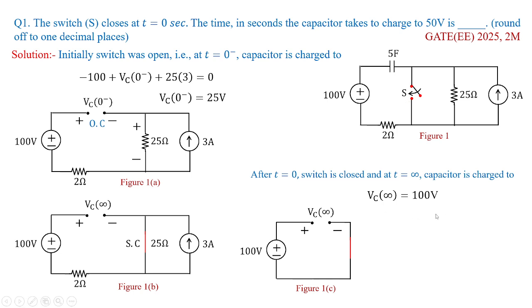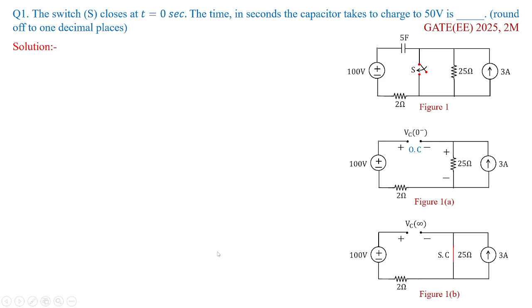Now these are the conditions of the voltage across the capacitor when the switch was open and after the switch is closed. These two are the inputs we have received from figure 1 by looking into the circuits shown in figures 1a, 1b and 1c. Now what is our interest? We know that VC of 0 minus is 25, and this is equal to VC of 0 plus, because the voltage across a capacitor cannot change instantaneously, and the voltage at infinity we found under steady state conditions to be 100 volts.